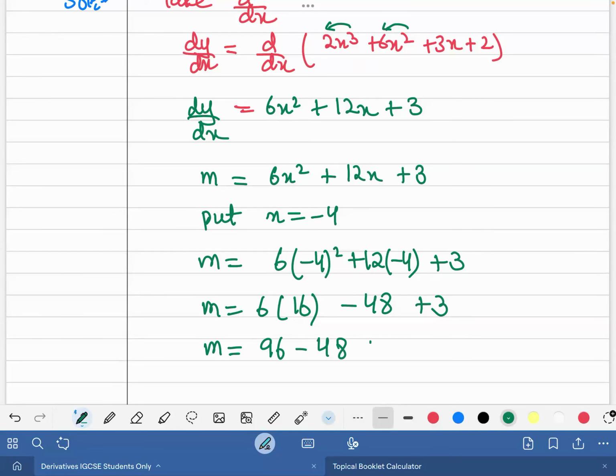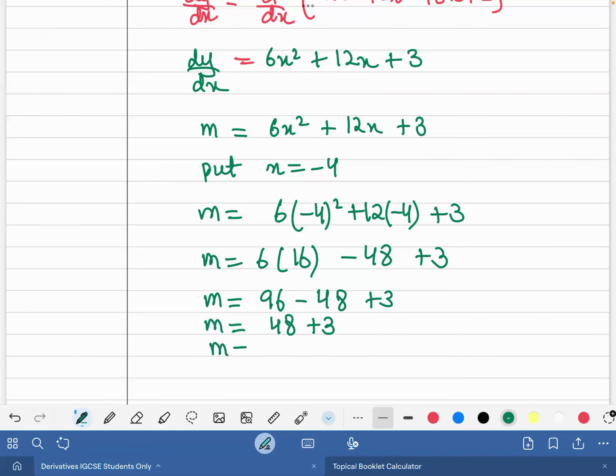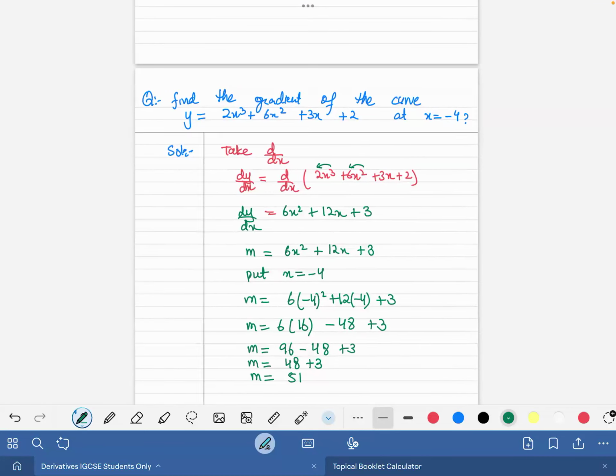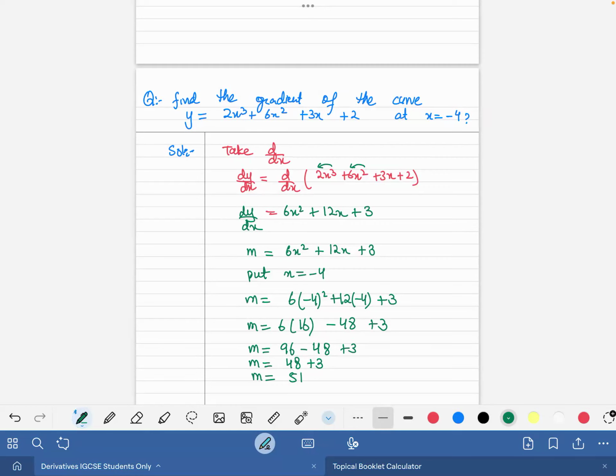96 minus 48 plus 3. M is equal to 96 minus 48, how much is that? 48. 48 plus 3 is 51. So the gradient of the curve at x equals minus 4 would be 51, without even drawing the curve or without even sketching it. Understood everybody or not? Yes, sir.